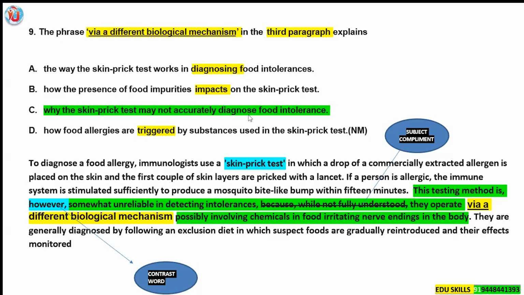Why the skin prick test may not accurately diagnose food intolerance. So, here we highlighted the text. This testing method is, however, somewhat reliable in detecting intolerances.